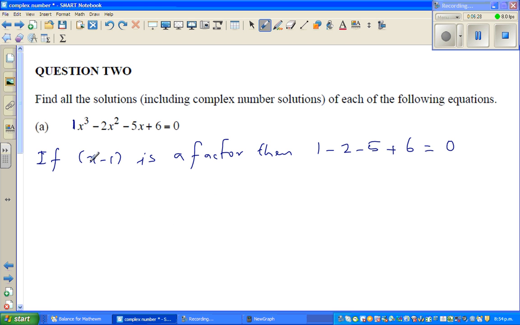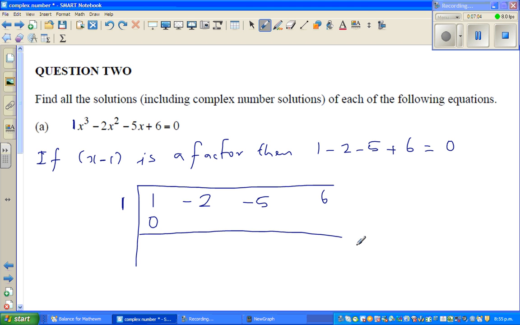Now to find the other roots, we have to do a synthetic division. I'll explain that. You draw the division and simply write 1, minus 2, minus 5, and 6 like this. And x minus 1 is a factor, so you write 1 here. If it was x plus 1 a factor, then you would have written minus 1. In other words, you set the factor equal to 0, so x is equal to 1. So start with a 0.